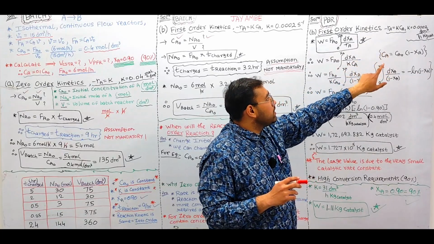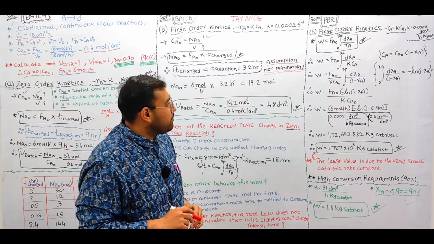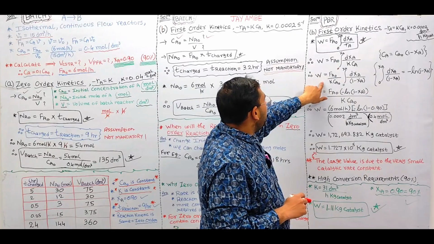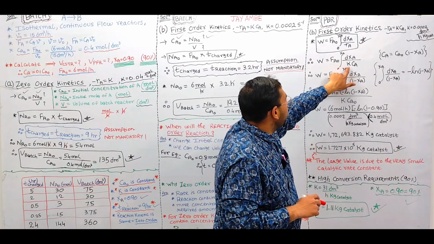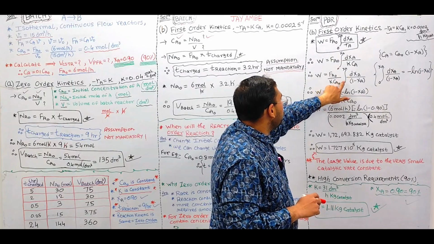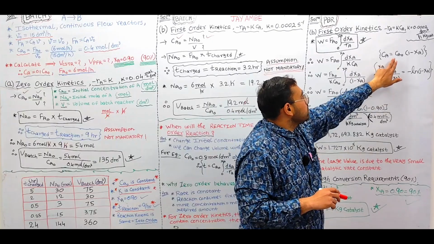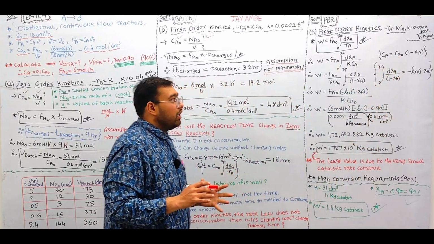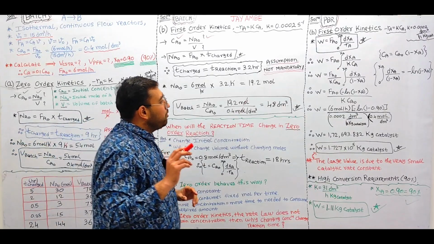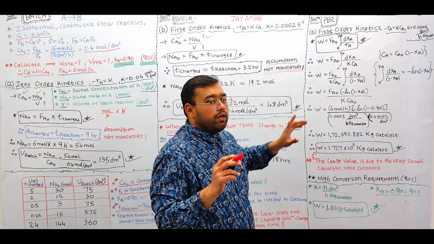Okay, so W is equal to Fa naught divided by the rate constant, which is 0.0002 cubic decimeter per hour per kg catalyst. The rate constant value is constant, so we are taking K out of the integration. Ca is equal to Ca naught into 1 minus Xa, so Ca naught is also constant, which is 0.4 moles per cubic decimeter.